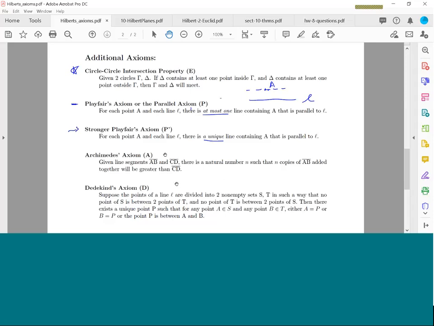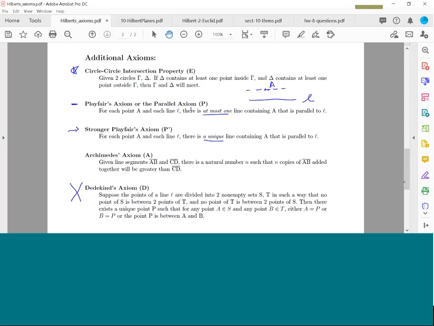Now, the last two Hilbert axioms that we have are called Archimedes' axiom and Dedekind's axiom. We are not going to deal with Dedekind's axiom, although feel free to read about it in your book. Your author talks about it a little bit. And we're not going to deal with it because if Dedekind's axiom holds in your model, you basically just have a copy of the standard model on R2. And that's boring. So we're not going to force ourselves to use Dedekind's axiom.